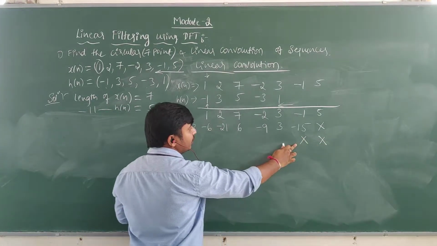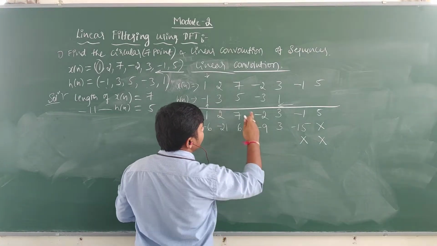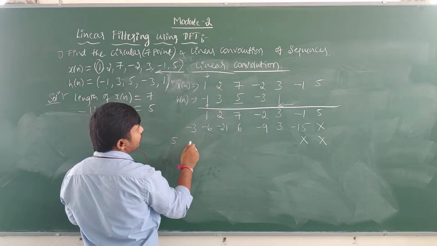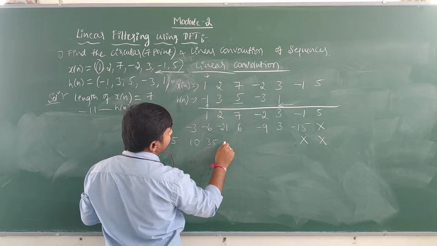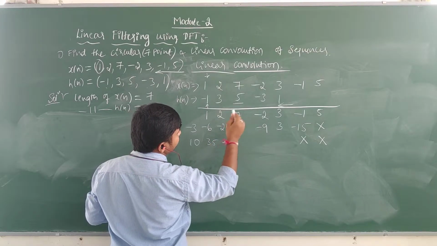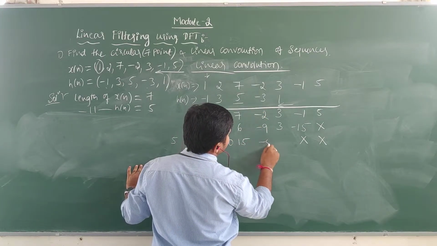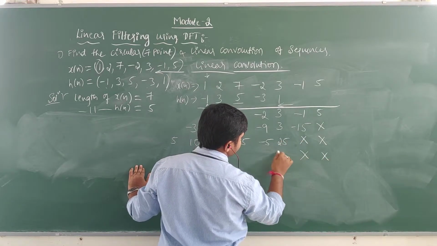In each step, we need to leave one space. So next element is 5. 5 ones are 5, 5 twos are 10, 5 sevens are 35. 5 into minus 2, minus 10. 5 threes are 15. 5 into minus 1, minus 5. 5 fives are 25. Again, leave one more space.